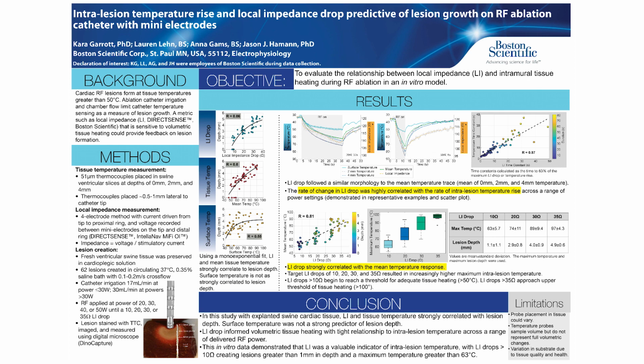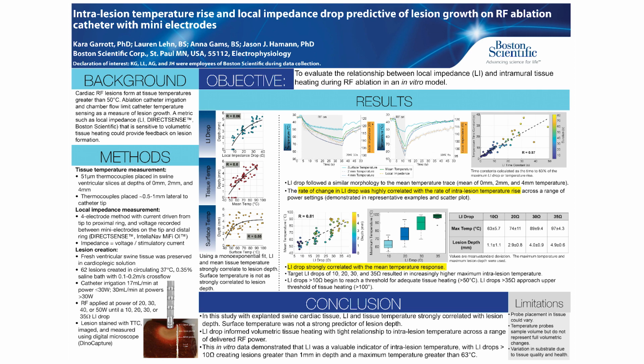It's well known that for cardiac RF lesions, a tissue temperature of 50 degrees Celsius is necessary for adequate lesion formation. In the absence of a metric that actually measures underneath the surface of the tissue, we hypothesized that a local impedance measure could be sensitive to volumetric tissue heating and provide feedback on lesion formation.